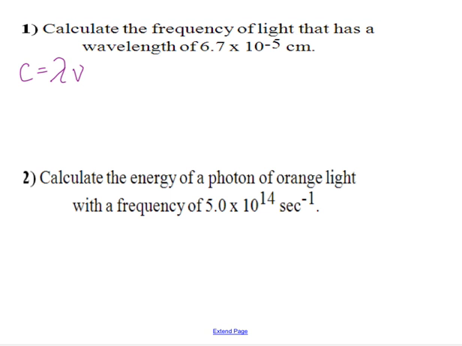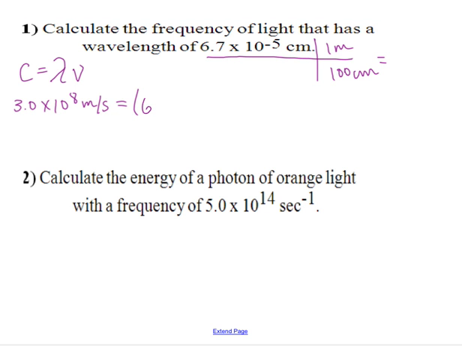C equals lambda nu. C is the speed of light, 3.0 times 10 to the 8 meters per second. Frequency is what we're calculating. What's our problem, though? It's in centimeters. We have to convert this because we can't put it in the equation as centimeters. For every 1 meter, we have how many centimeters? 100. So if we divide that, what do we get for wavelength?